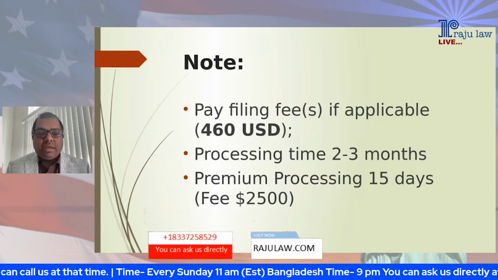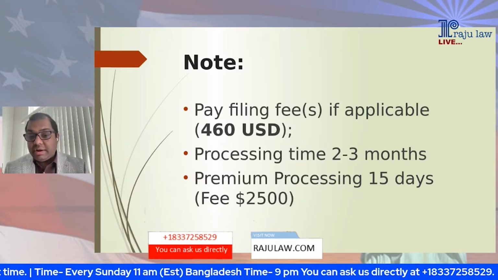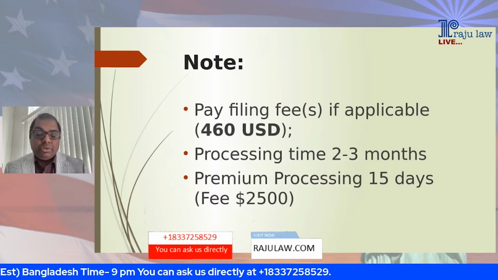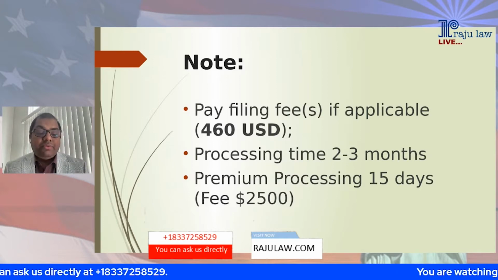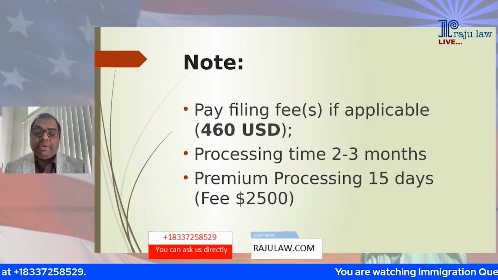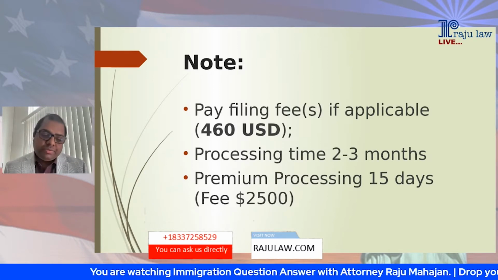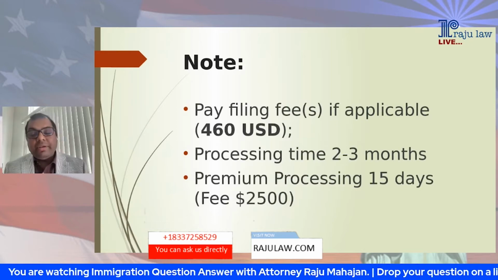Please note that you have to pay a filing fee if it is required. In some cases, there is no filing fee. In some cases, there is a filing fee. It's about $460. Processing time is usually 2 to 3 months. If you do premium processing, usually you can do it within 15 days. There's an extra fee for premium processing, $2,500. Premium processing is always faster, so sometimes it's worthy to pay additional money.